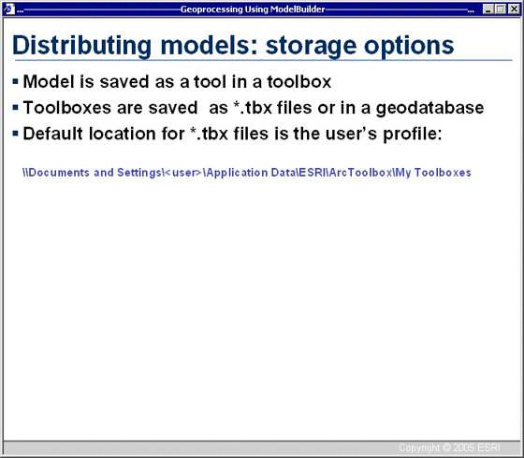Now there are two different storage options for your toolboxes. They may be stored as standalone TBX files or stored inside of a geodatabase. Standalone TBX files are shareable. For example, they can easily be attached to an email. This type of toolbox is located in your Documents and Settings folder by default, but you can change the save location through the Options dialog found in the application.